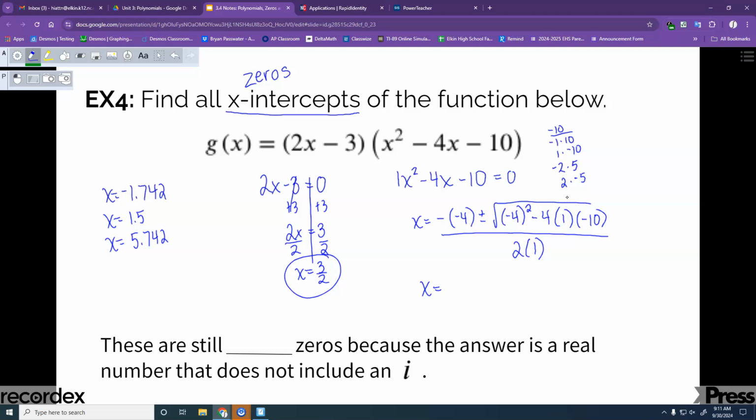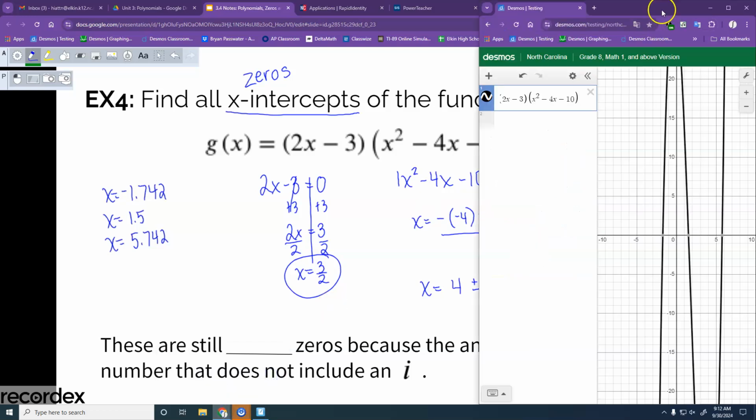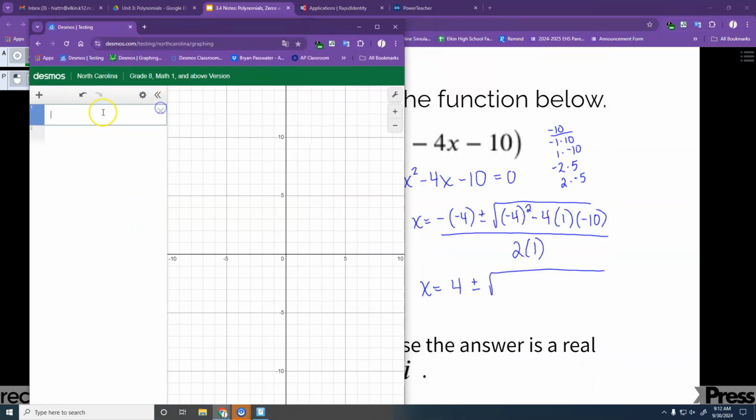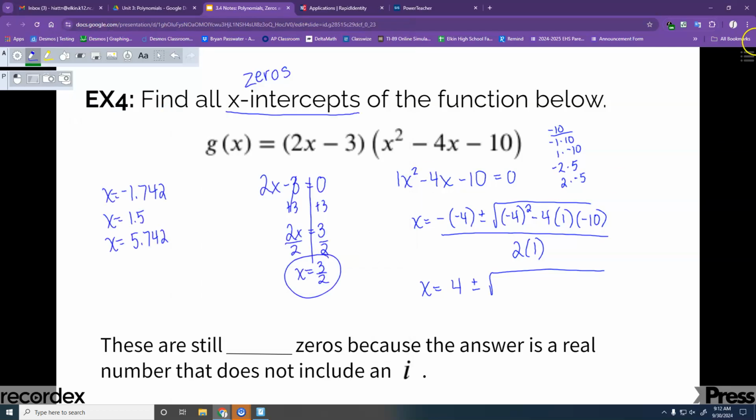So negative 4 is a positive 4, plus or minus. And then we've got square root, and I'm going to type that into Desmos there. Drag this over this way. We're going to get negative 4 squared minus 4 times 1 times negative 10. And we get 56 right there, all over 2. Didn't mean to make my square root so long. That was unnecessary.